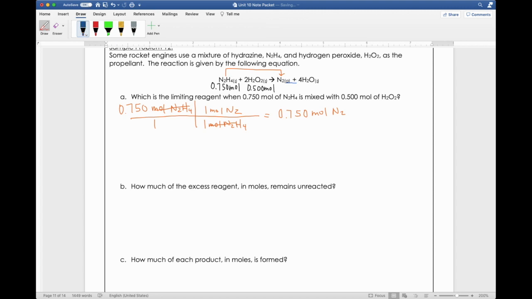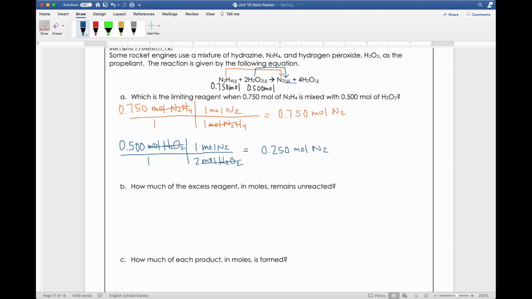Let's go ahead now and from this second reactant, let's see how much nitrogen I could produce from 0.5 moles of peroxide. So I'm converting it to the same product here. I'm color coding each of these so you can see them. Moles of peroxide, not a 1-to-1 ratio here. Looks like 2 moles of peroxide will produce 1 mole of nitrogen. So my answer is 0.250.